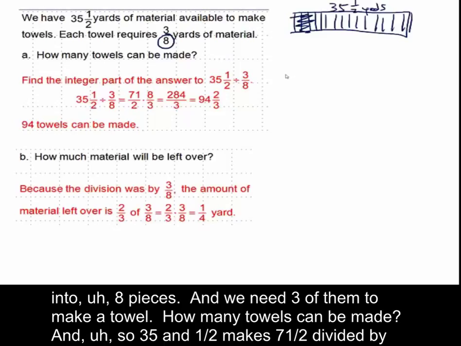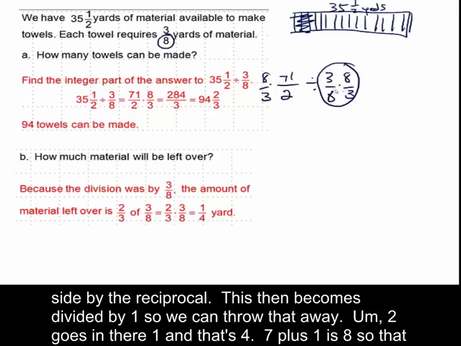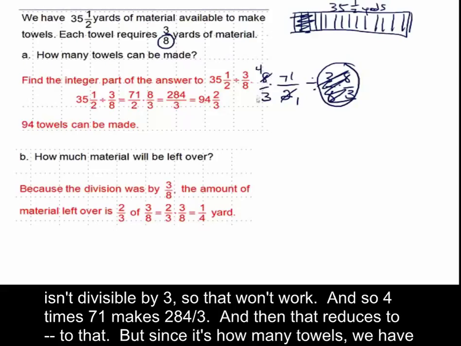And so 35.5 makes 71 halves, divided by 3/8. I don't want to divide by a fraction, so I'd rather divide by 1, so I can multiply that side by its reciprocal, which means I have to multiply this side by the reciprocal. This then becomes divided by 1, so we can throw that away. 2 goes in there, 1, and that's 4. 7 plus 1 is 8, so that isn't divisible by 3, so that won't work.